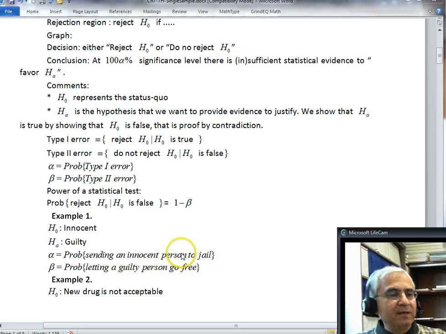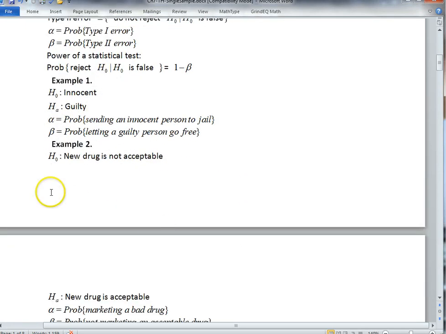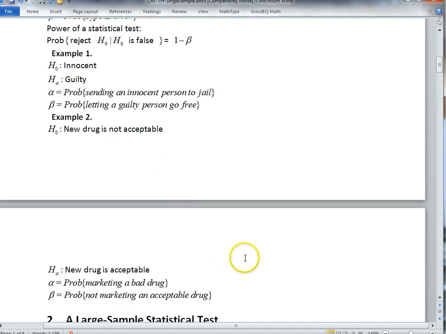Okay. Another example: if you have a drug company that wants to sell drugs, and they come up with this new drug, they have the burden of proving it satisfies or heals a certain condition. So they want to prove to the FDA that the drug is acceptable.